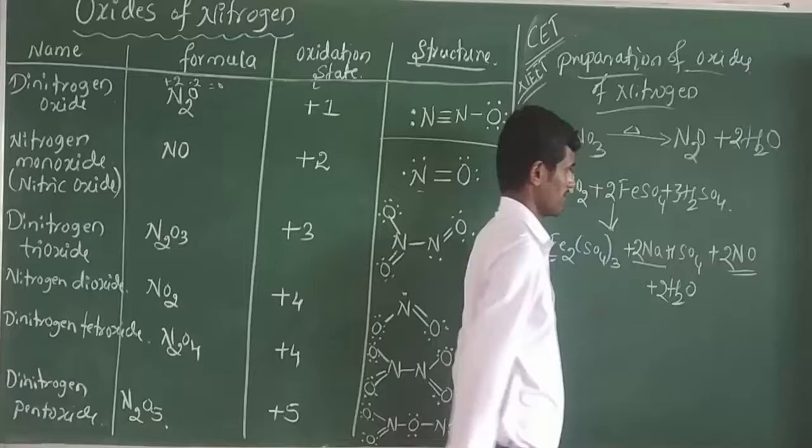Preparation of N2O4. Yes. This is one of the simple reactions. Nitrogen dioxide itself changes to N2O4. How do you balance this? Make this 2. 2 moles of NO2 itself change to N2O4. Next, another reaction.